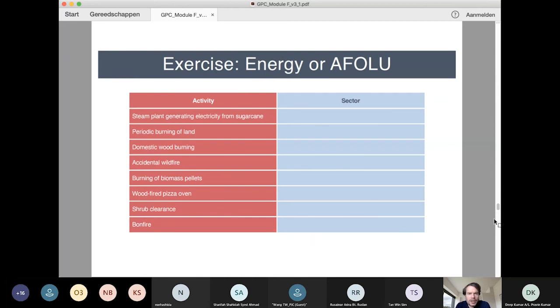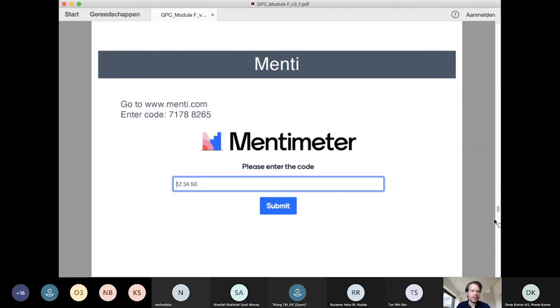Okay, we'll do a quick exercise, and then we'll break. We'll go into our second break. So if everyone can please go back to Menti, and it's menti.com, code 71788262, and then we'll just test your knowledge on the FOLU. And basically what I want to just test out is your understanding of the separation between FOLU and energy, because that's the critical discussion.